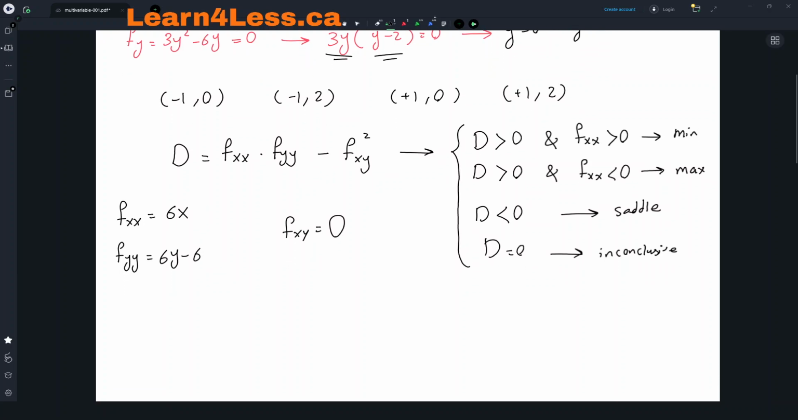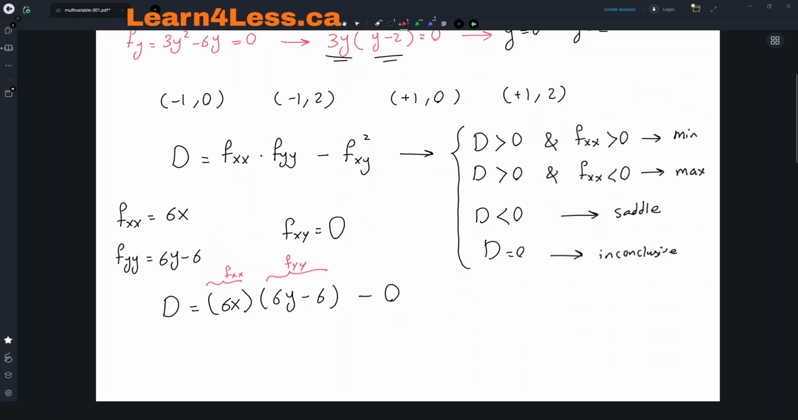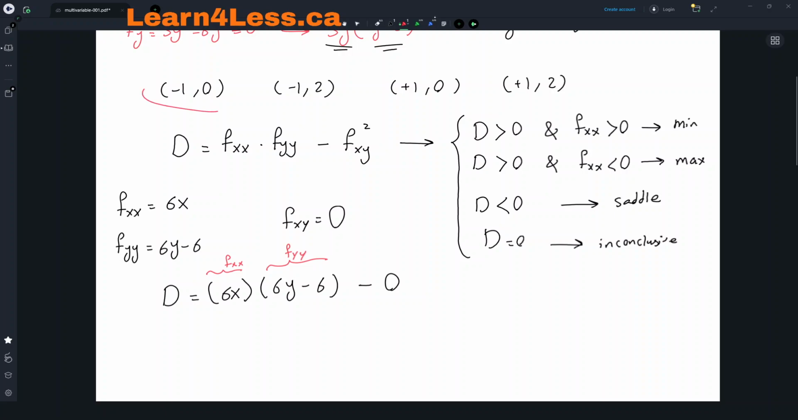Now I can just set up my discriminant. Discriminant is basically fxx, or 6x, multiplied by 6y minus 6, minus 0. So what I have here is fxx, I just write it here, and this is fyy. Perfect. Now I evaluate that at all of these points.